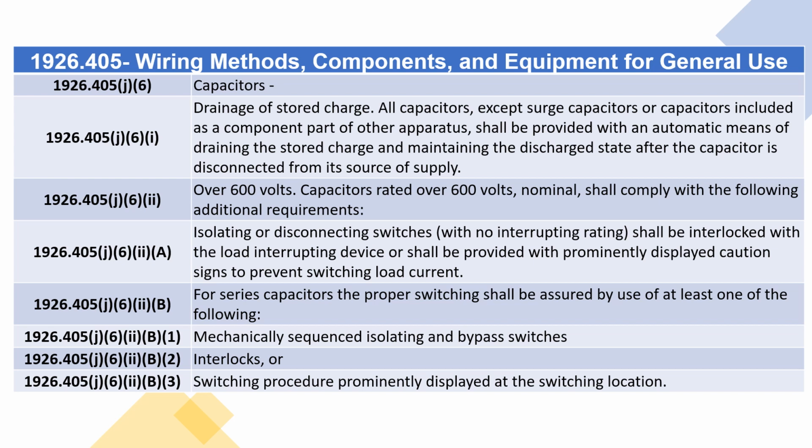1926.405 J6 2b For series capacitors, the proper switching shall be assured by use of at least one of the following. 1926.405 J6 2b 1 through 1926.405 J6 2b 3 Mechanically sequenced isolating and bypass switches, interlocks, or switching procedure prominently displayed at the switching location.